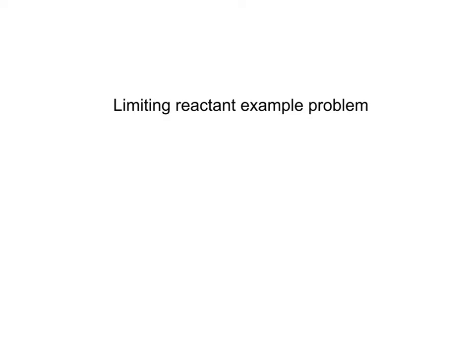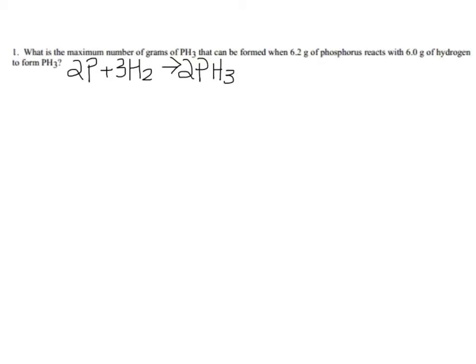This is one of our limiting reactant example problems from the worksheet that we did last week. This is problem number 1 from the worksheet, and we know this is limiting reactant because we have two amounts for our masses, and it asks for our maximum number of grams or a maximum amount that can be produced.